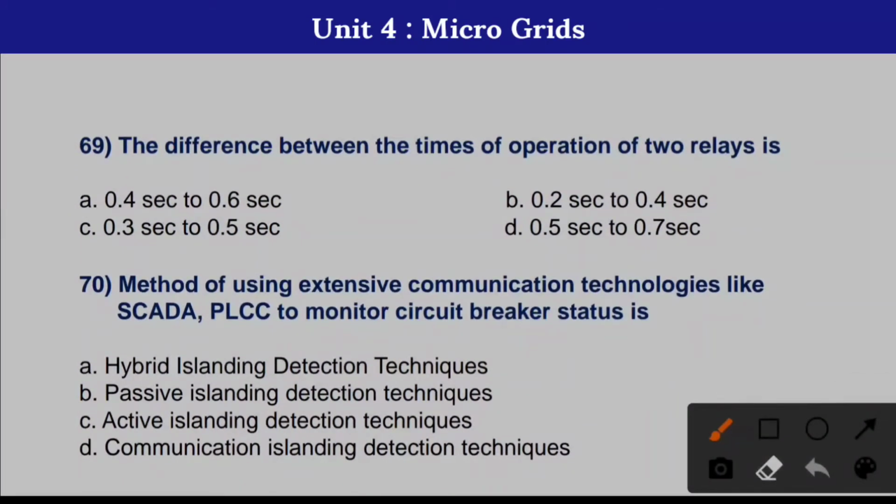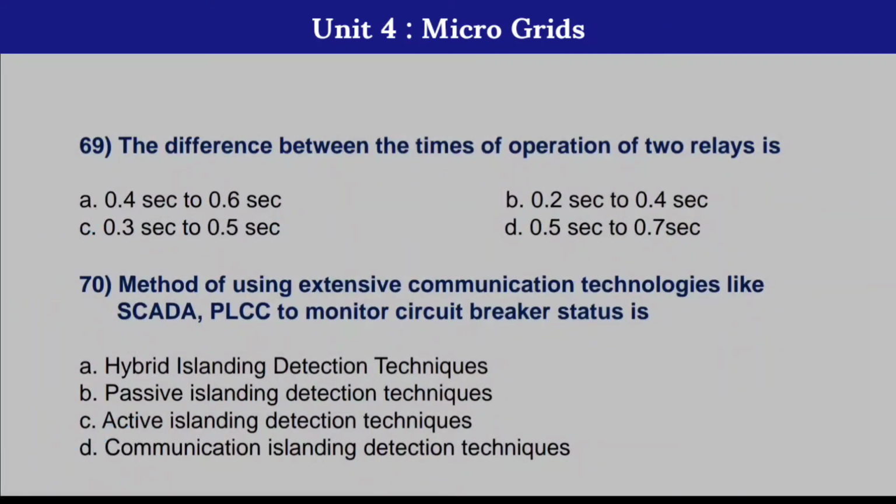69. The difference between times of operation of two relay is. Here correct option is option number C, 0.3 second to 0.5 second. 70. Method of using extensive communication technologies like SCADA, PLCC to monitor circuit breaker status is. Here correct option is option number D, communication islanding detection techniques.